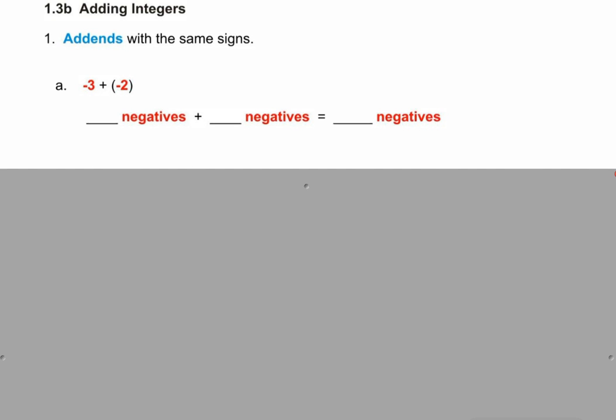Remember, think of the number as that amount of positives or that amount of negatives. So a negative 3 and a negative 2 is 3 negatives and 2 more negatives. Just like 3 apples and 2 more apples. It's 3 apples, 2 more apples, that's 5 apples. 3 negatives and 2 more negatives is 5 negatives. Answer, negative 5, right? Piece of cake, no sweat. We can do that.